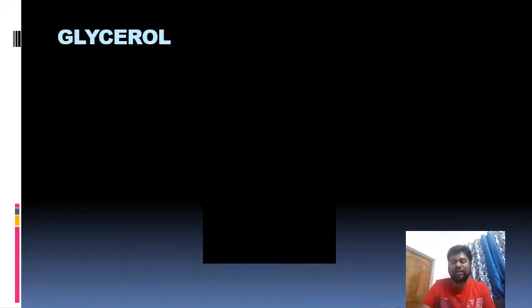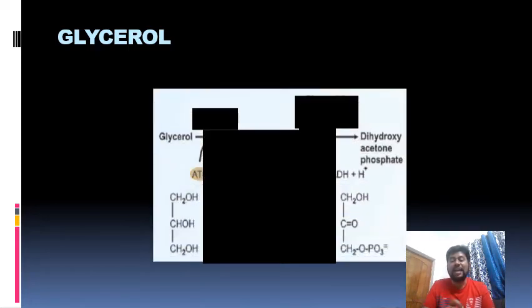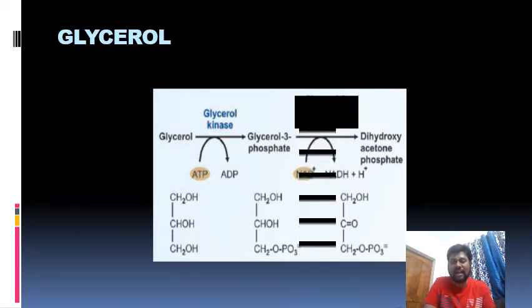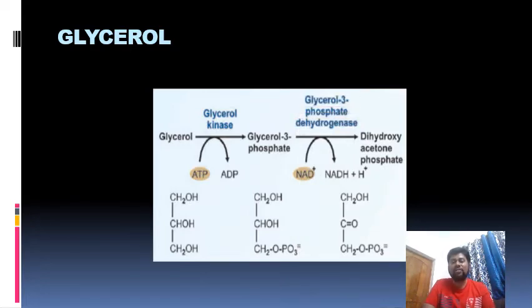So how does glycerol enter? It enters glycolysis as dihydroxyacetone phosphate. How is glycerol converted to dihydroxyacetone phosphate? Initially, glycerol is phosphorylated by the enzyme glycerol kinase to form glycerol 3 phosphate. In the subsequent step, glycerol 3 phosphate is oxidized and converted to dihydroxyacetone phosphate by the enzyme glycerol 3 phosphate dehydrogenase. This is how glycerol is converted to the glycolytic intermediate dihydroxyacetone phosphate.